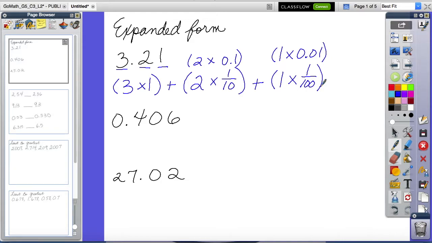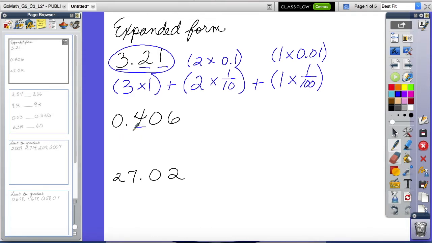It's taking the value of each digit and adding it to each other. If we were to multiply all of these out, we would end up with the original number we began with. So if we get to the second example, what we have to keep in mind is zeros have no value. So in expanded form, zeros are not included. So we will skip this 0 and we'll go to the 4.